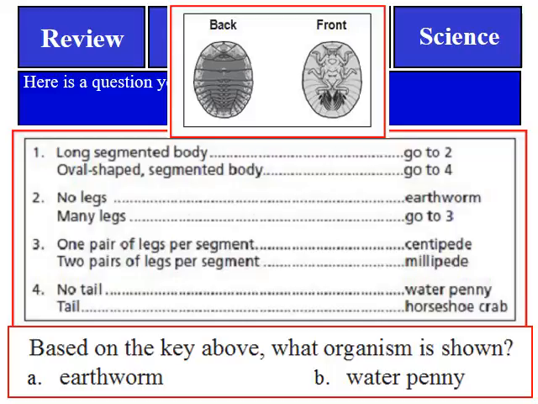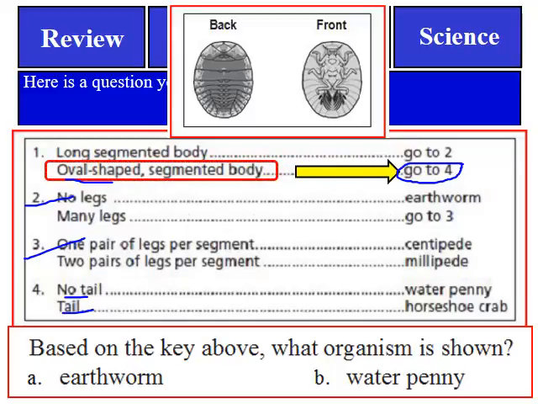So we stopped off and said that this was an oval shaped. So that tells me I go completely to step 4. So I'm going to skip 2 and 3. Now I can just tell, does it have no tail or a tail? And once we go to step 4, then we know it does not have a tail, so this is a water penny.